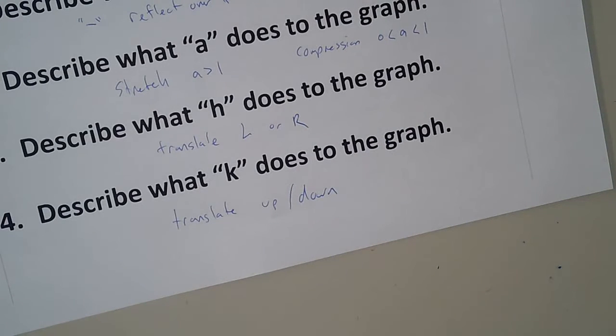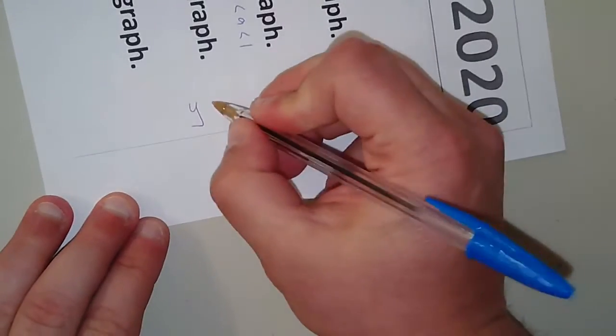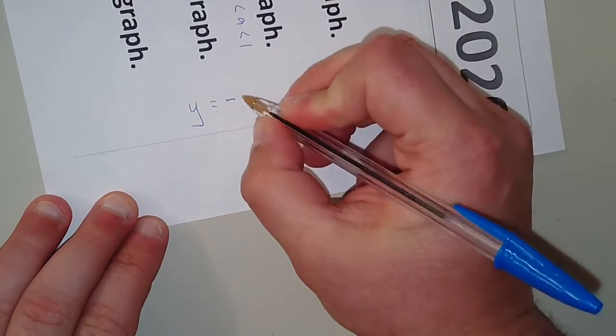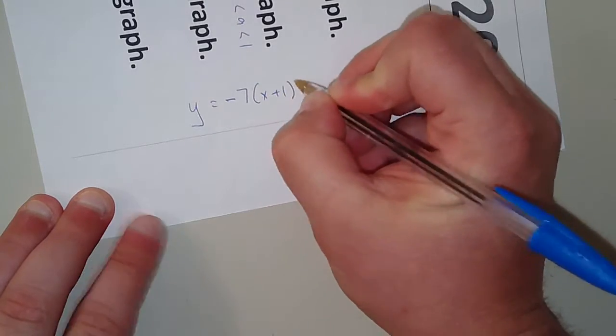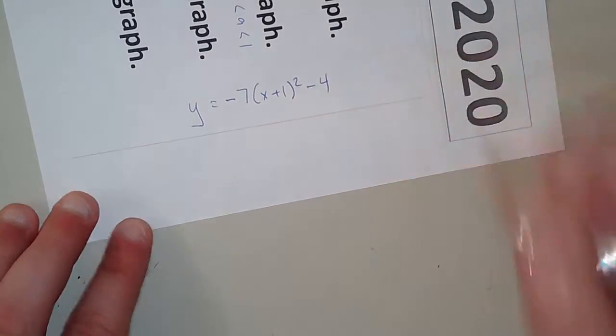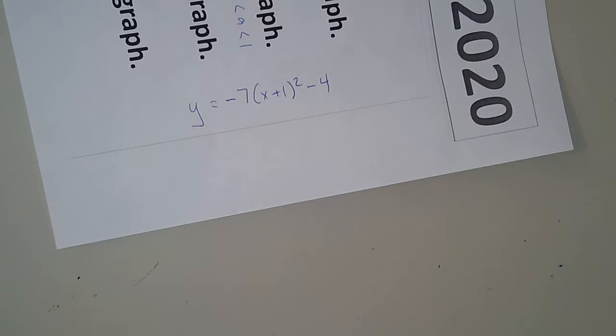And where you should be right now is when you see an equation, you should be able to just look at it and list, okay, what are all the things it's going to do? So if I were to throw an example together here, let's say you had y equals negative 7 times (x plus 1) quantity squared, minus 4. You should be able to look at something like that and describe exactly what that graph's going to look like.